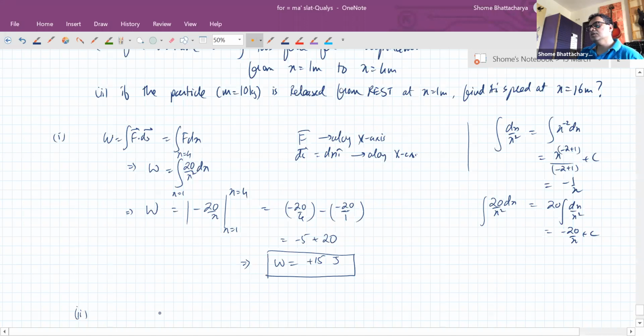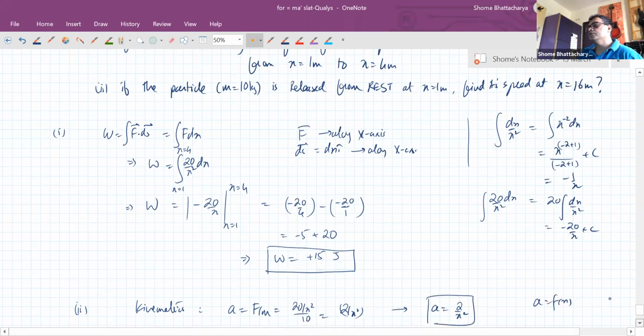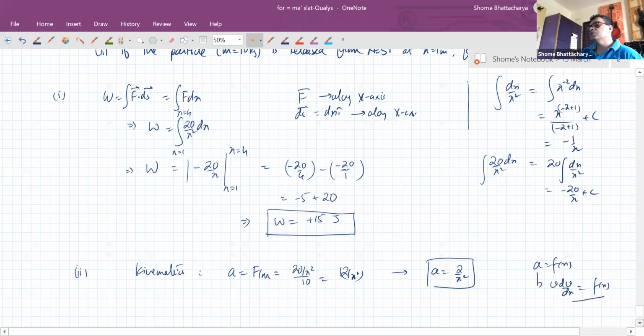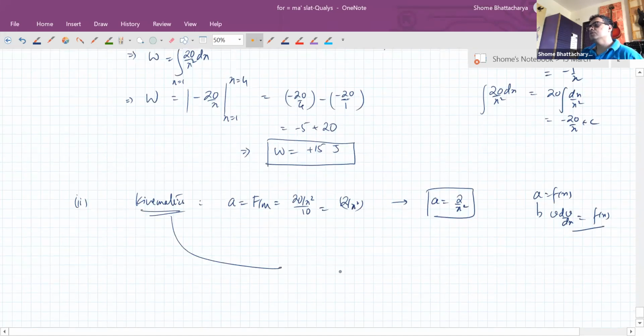For the second part, if you go by the kinematics method, you can still do that. That's not a problem, but you'll have to do integration. Acceleration is F by m. So the mass of the particle being 10 kg, it is 20 by x square divided by 10. So 2 by x square is the acceleration. Whenever acceleration is a function of x in kinematics, we express the acceleration as v dv by dx and we integrate. So if you want to use kinematics, you'll have to do that.